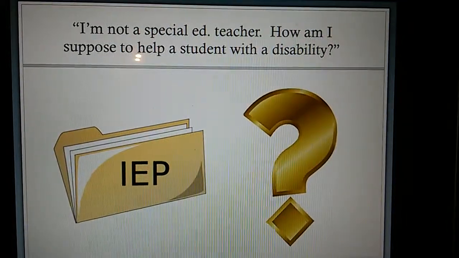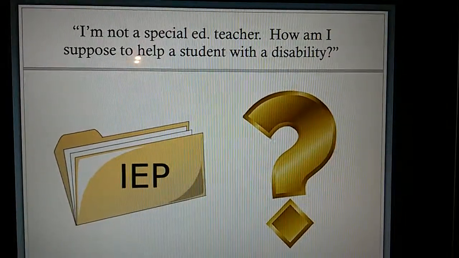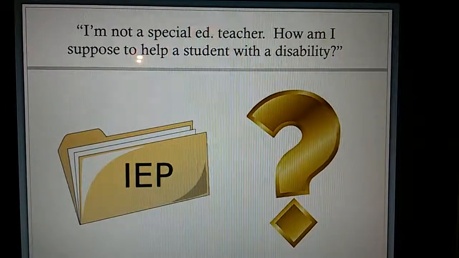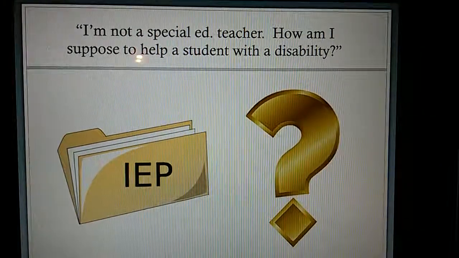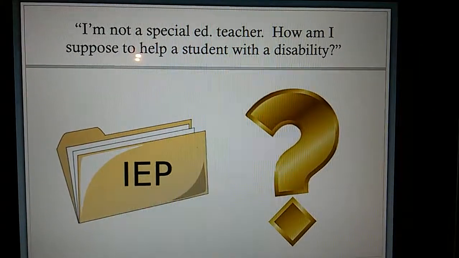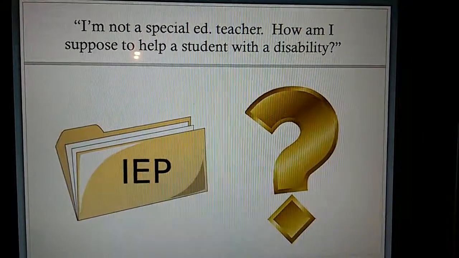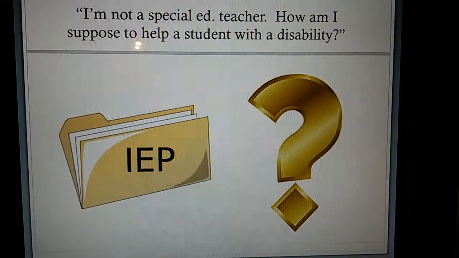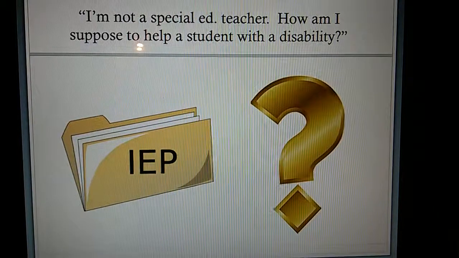Many general education teachers are not well trained in the IEP process, and some may be uncomfortable working with intervention specialists and IEP holders. The purpose of this PowerPoint is to educate general educators on the IEP process so they can confidently help students meet their learning goals.